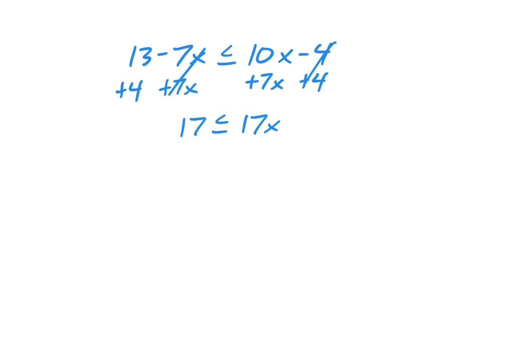Still trying to get x by itself. So to get x by itself, we're going to divide by 17. We still haven't multiplied or divided by a negative, so the sign doesn't need to flip. But here's what I was talking about early on. If the variable ever ends up on the right, we want to flip that.